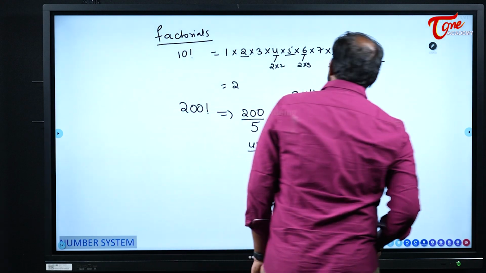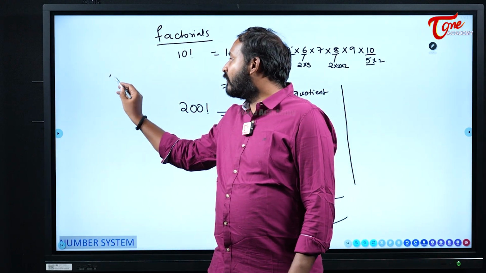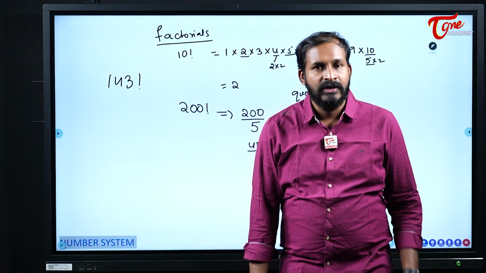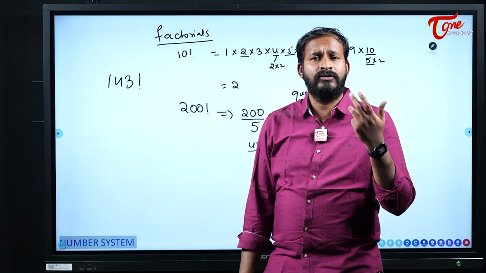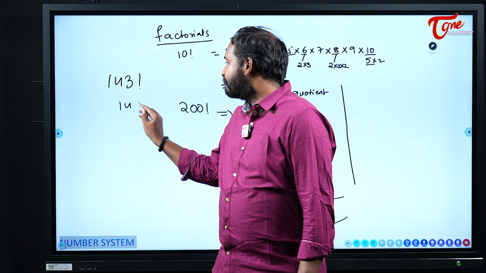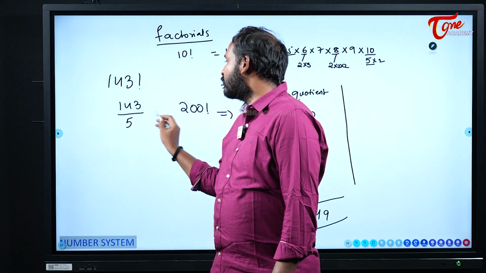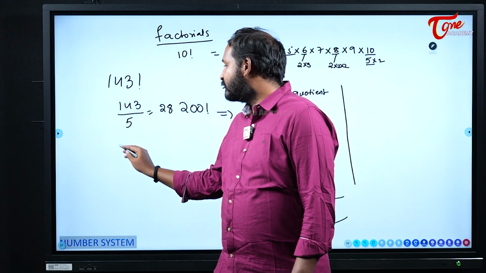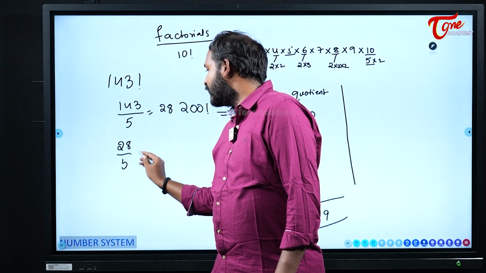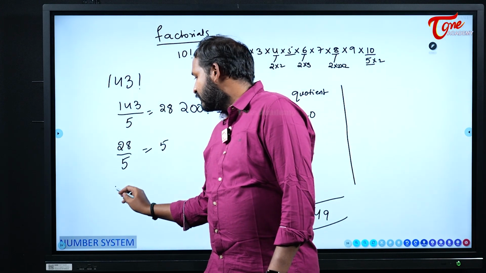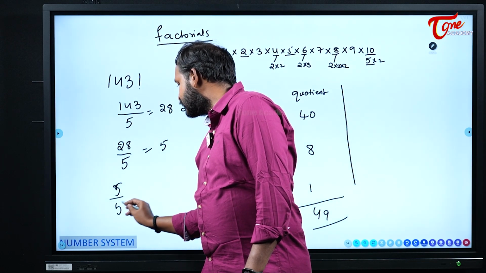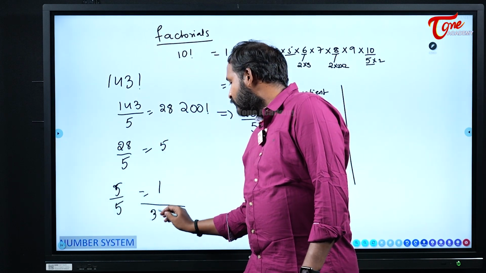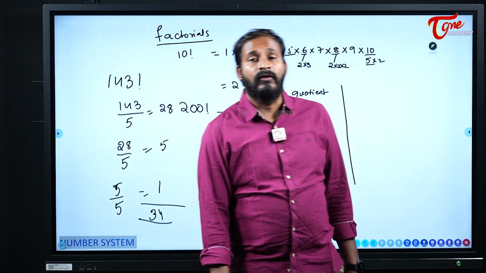For example, if I ask you what is the number of zeros at the end of 143 factorial. As we discussed, we will have many 2s. We will only check with 5s. So, 143 by 5. What is the quotient I get when I divide 143 by 5? 28. Next, 28 by 5. What is the quotient I get here? 5. Next, 5 by 5. What is the quotient I get here? 1. So, in total, how much do you get here? 34. So, you will get 34 zeros at the end of 143 factorial.